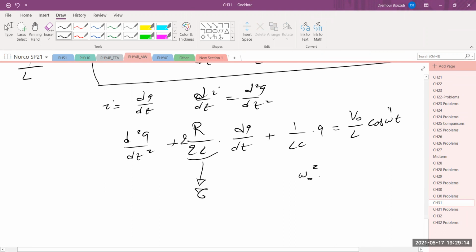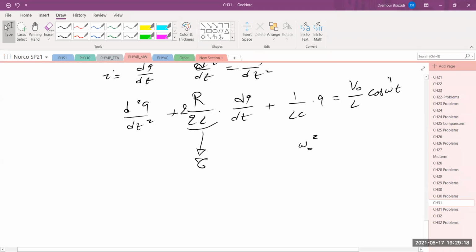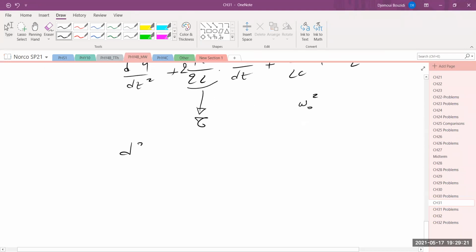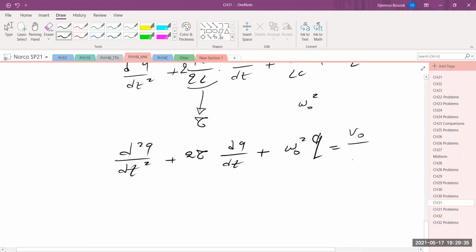This is actually omega naught squared, and this is by itself now. So let's look at the circuit and see how the expression looks written in this format. Plus 2 tau, the first derivative of Q with respect to time, plus omega naught squared Q is equal to V naught over L times cosine of omega prime t. This doesn't look too good at all. This is actually a very bad looking equation.